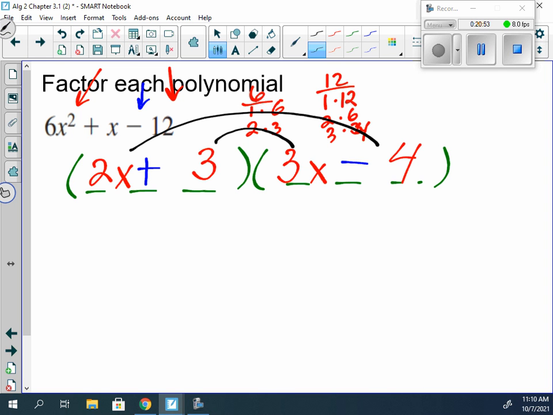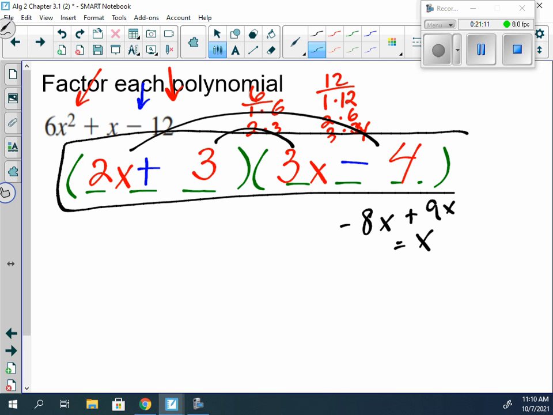2x times negative 4 would be negative 8x. 3x times 3x is plus 9x. Negative 8x plus 9x is? Is that what we wanted? And that's it. That's the right answer.